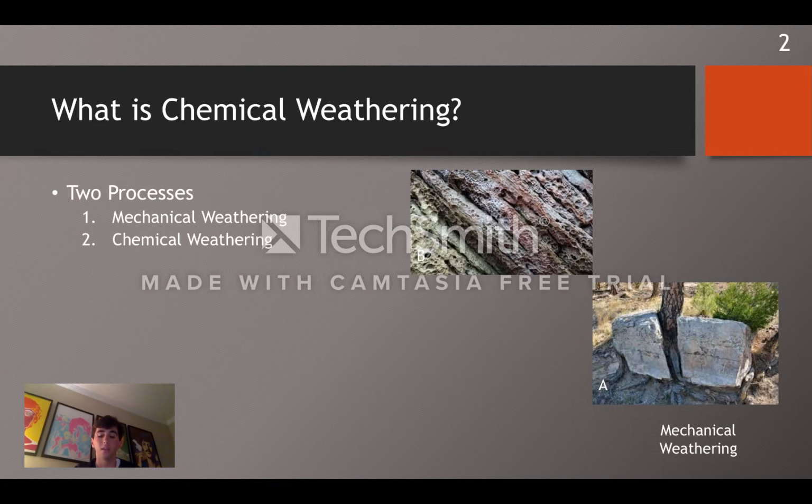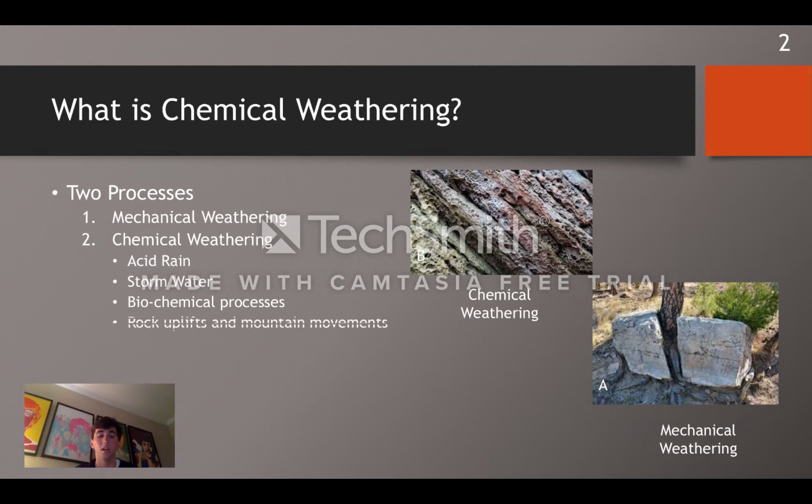The following can determine where chemical weathering takes place. Acid rain, which comes from our atmosphere; storm water, which is from runoff and can be polluted from humans and other minerals; biochemical processes, which is the breakdown of plants and animals, which have effects on iron and aluminum; and rock uplifts and mountain movements, which expose new rocks to moisture, temperatures, and atmospheric conditions.